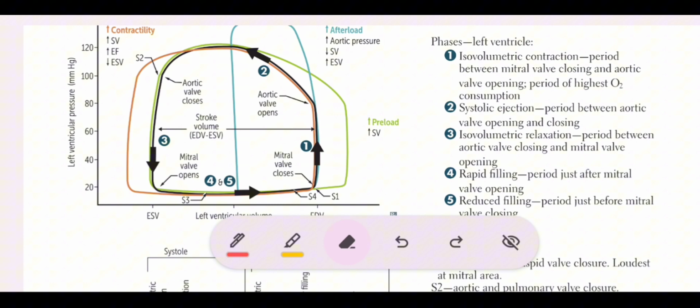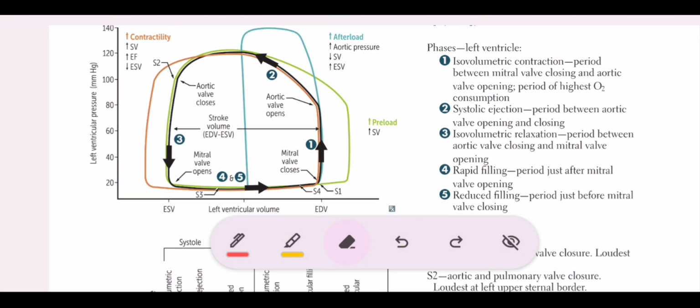Now there are certain factors which affect this pressure volume curve. First of them is the contractility. When the contractility of the heart increases, the stroke volume also increases. Due to increase in stroke volume, the ejection fraction also increases. And end systolic volume, that is amount of blood present at the end of systole, decreases due to increase in stroke volume, because stroke volume is the amount of blood that is ejected out of the heart. Since stroke volume increased, so end systolic volume decreased.